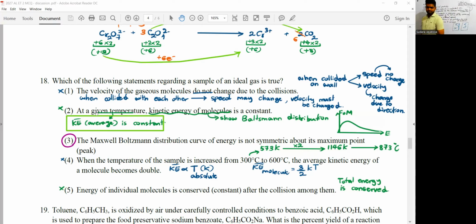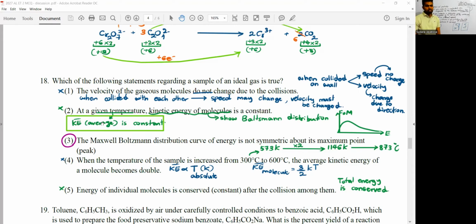And look at the second one. At a given temperature, kinetic energy of a molecule is constant. It's wrong. Okay, so it is only the average kinetic energy. So the word average is not mentioned. Understood? So you can see within the green color box, I said that average is constant, not just kinetic energy. So some of you might have selected this statement. It's wrong. Okay. So you can see the kinetic energy distribution will follow the Boltzmann curve.